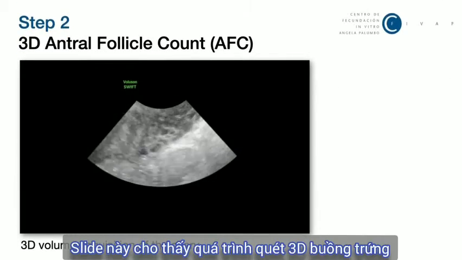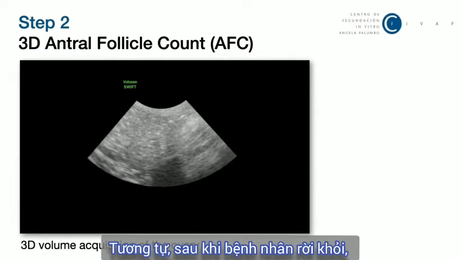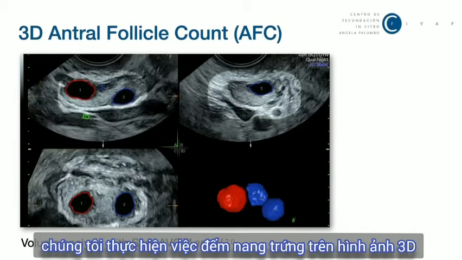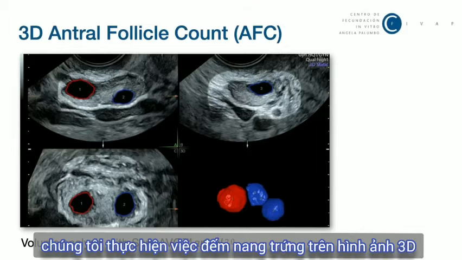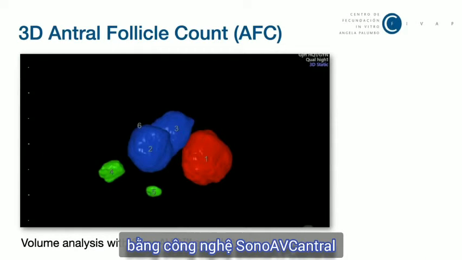This slide shows the acquisition of an ovarian volume. Again, after the patient has left, we proceed to count follicles on the 3D volume using the SonoAVC antral tool.